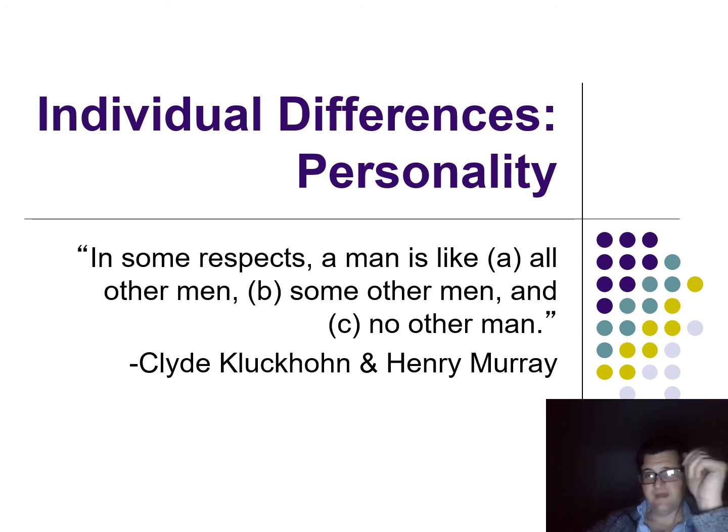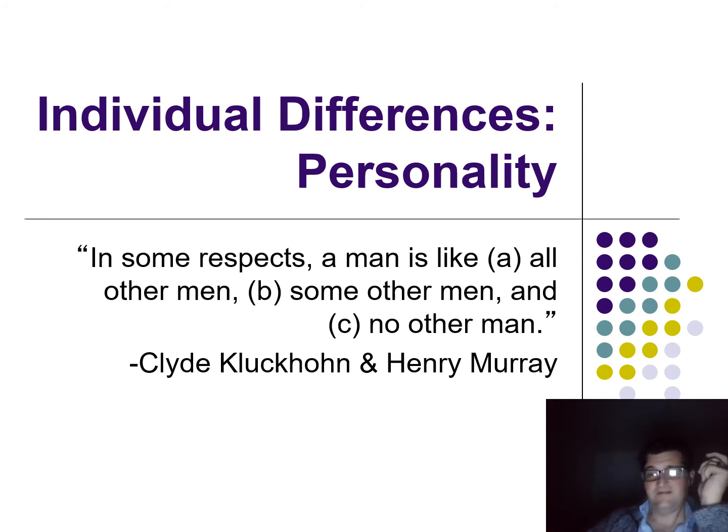In some respects, a man is like A, all other men, B, some other men, and C, no other man. And so what this is getting at is there are some ways that basically every person is the same, right? It doesn't matter your cultural background, your personality, those sorts of things. We all need to eat. We all want companionship. We all want shelter and warmth and those sorts of things. There are some basics to human nature. And then the C is like no other person.